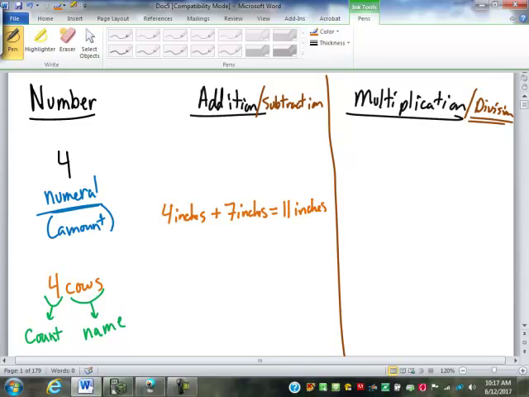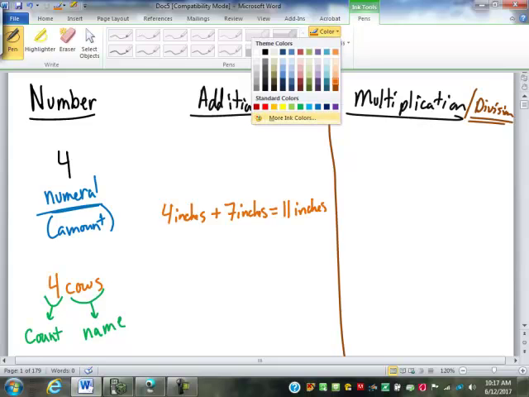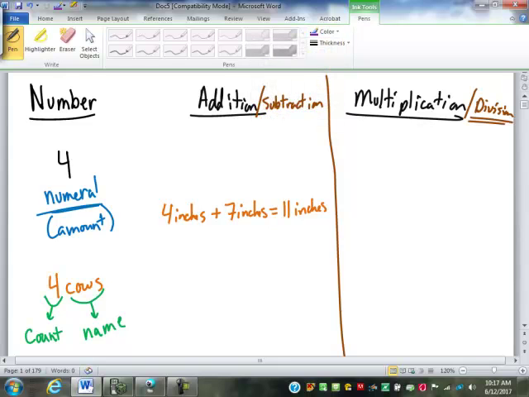Inches. So let's take a look at what happened here with our 2 parts. So we've got the 4 and the 7 are our two counts. We combine those to make 11. We're adding here, so we combine those counts with addition. So we combine the counts.